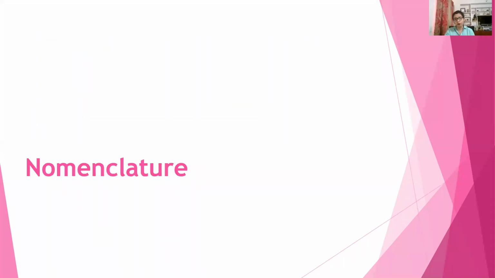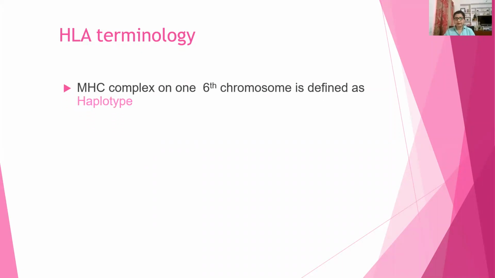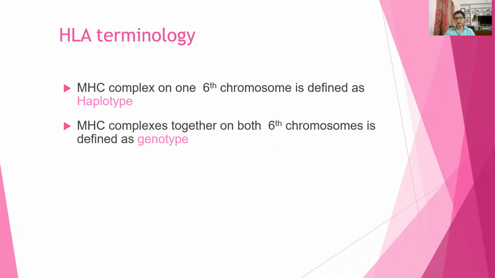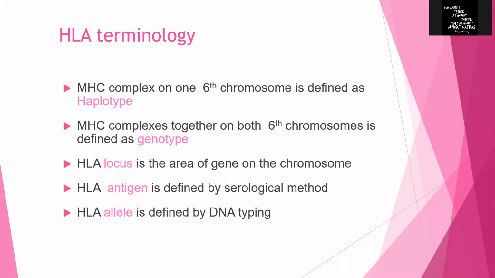Now coming on to the nomenclature, it is also very important to understand the nomenclature. So firstly we should learn the HLA terminology. Each MHC complex on a single chromosome 6 is defined as a haplotype. But when we talk of both chromosome 6s, then it is known as a genotype. HLA locus is the area of the gene on the chromosome, and HLA antigen is defined by the serological method, and HLA allele is defined by DNA typing.